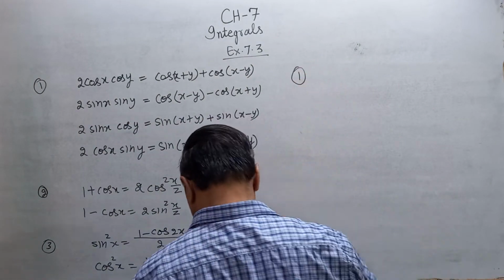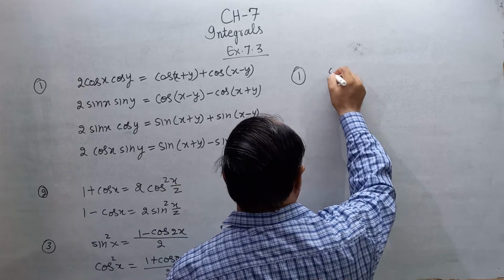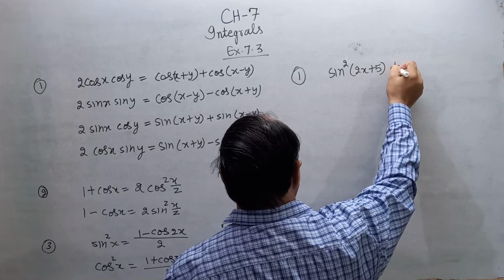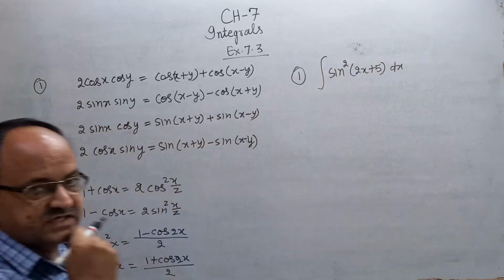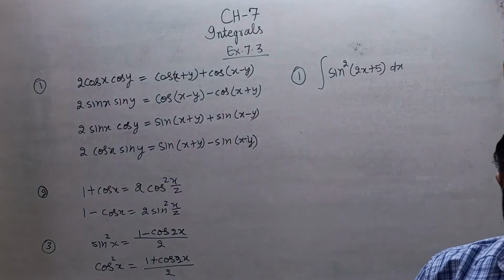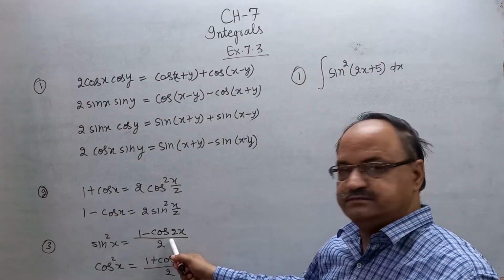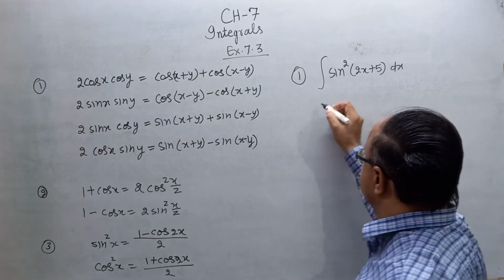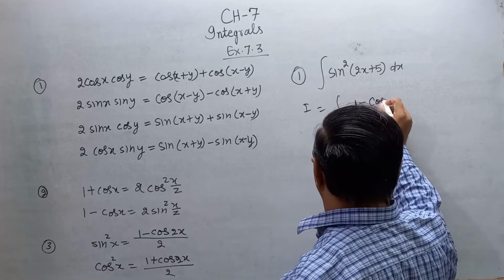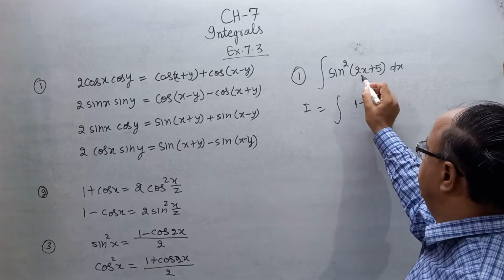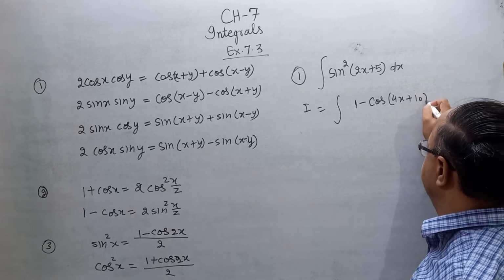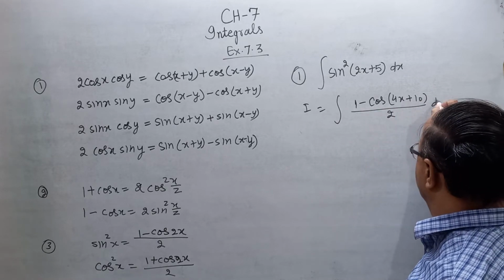Question number 4. First, integration of sin square 2x plus 5. Correct? Use this formula here, sin square x is 1 minus cos 2x, multiply it by 2, that is 4x plus 10, divided by 2, dx.